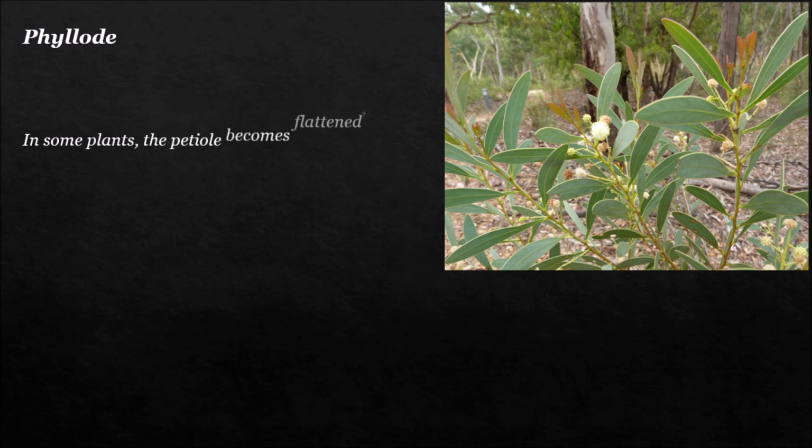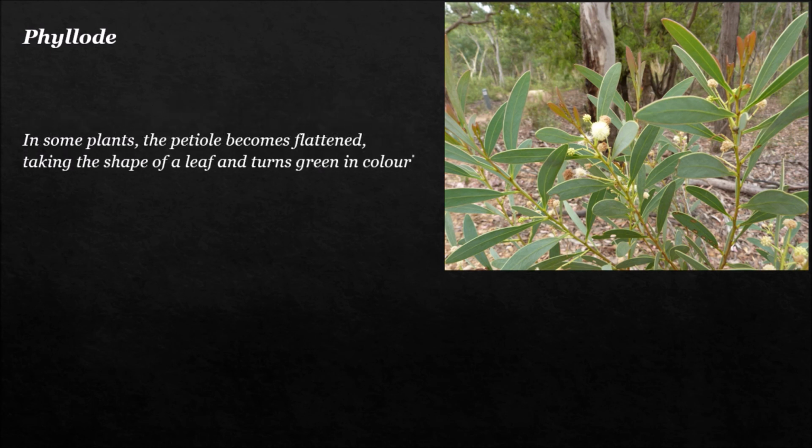Coming to phyllodes. What is a phyllode? In some plants, the petiole becomes flattened, taking the shape of the leaf, and turns green in color. So the petiole in some plants becomes flattened, taking the shape of a leaf and turns green in color. This is known as phyllode. Example, Australian acacia.